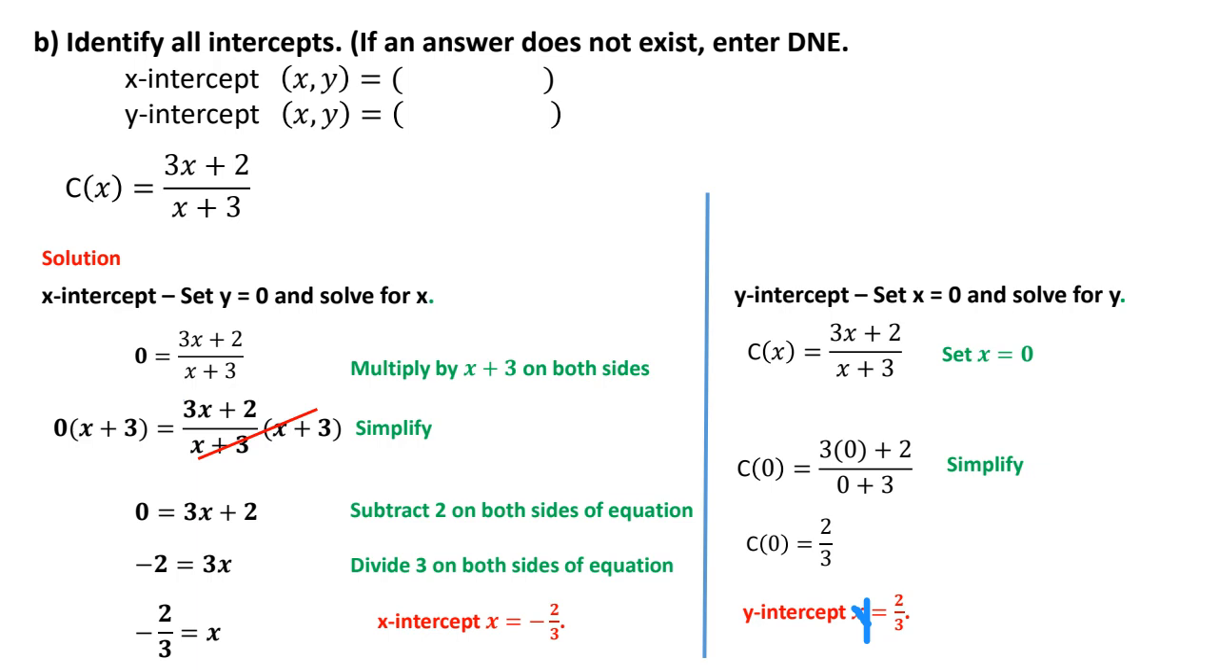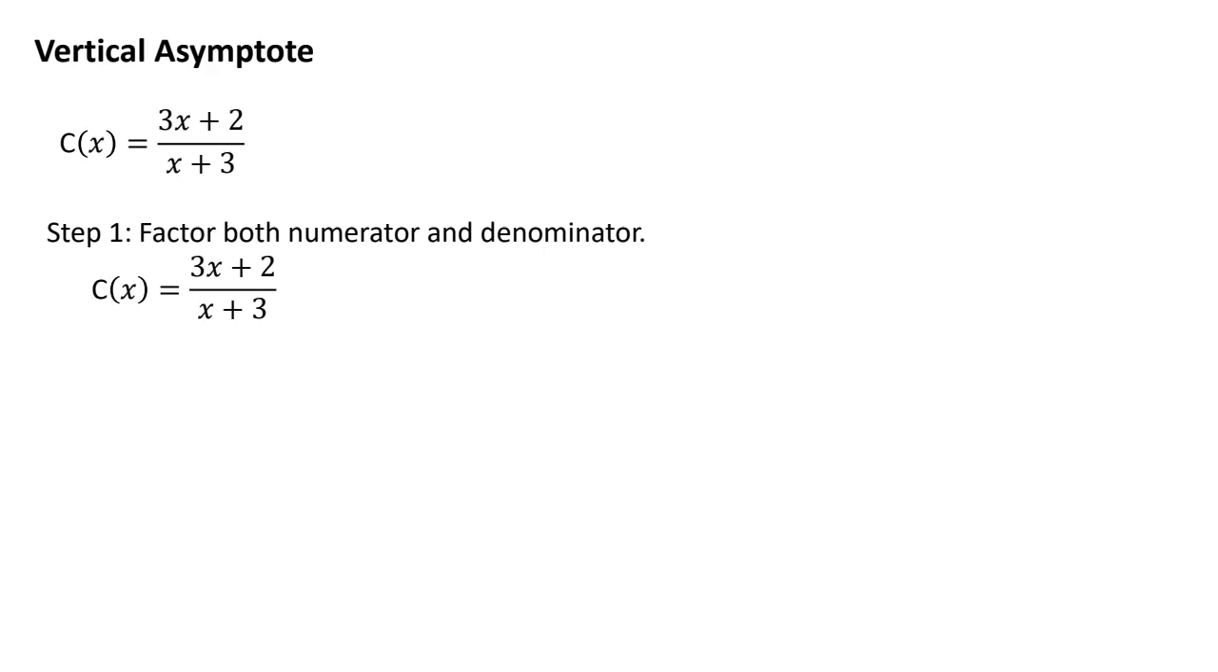So y equals 2/3. Okay. All right. So let's factor again. The factoring comes to determine our vertical asymptotes. So if both our numerator and denominator are factorable, it can affect our vertical asymptotes.